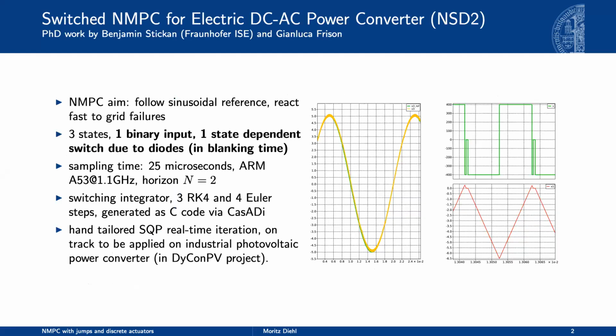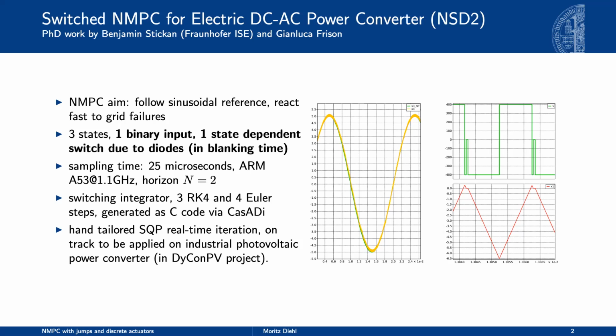I want to give you an example of such systems. This is level 2, NSD2, so a simple example. Let's imagine that you want to follow a sinusoidal reference, which happens very often in power converters. You have a photovoltaic system creating direct current that you need to then bring to a high level and to sinusoidal form in order to put it into the grid. That's a DC-AC power converter, and this is work by Benjamin Stickern, a PhD student I supervise academically, who is an employee at the Fraunhofer ISE, and Gianluca Frison, who is a team member.